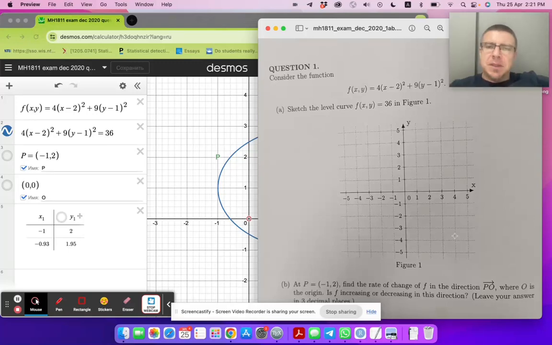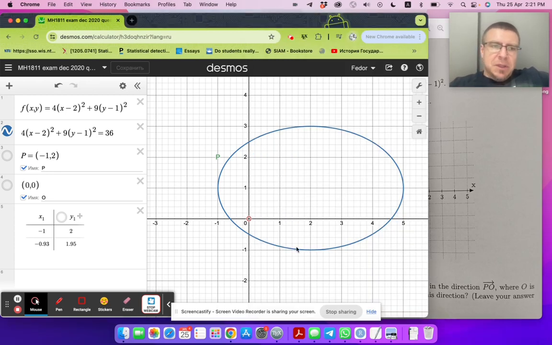Hello, here is my solution to question 1b of the exam paper from December 2020. Here we have a function of two variables, and in part A, we need to sketch the level curve of this function, which I'm not going to explain how to do because students asked me to record a solution of part B. So what I did, I just plotted the level curve in Desmos calculator. That was an easy thing to do. And now let us look at part B.